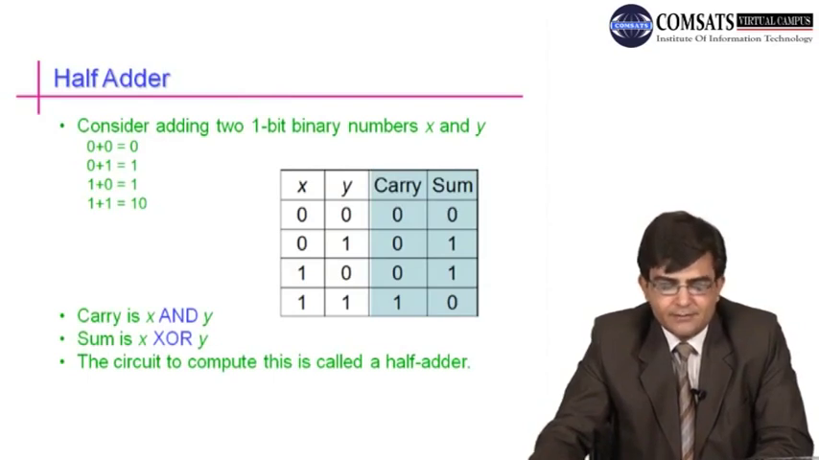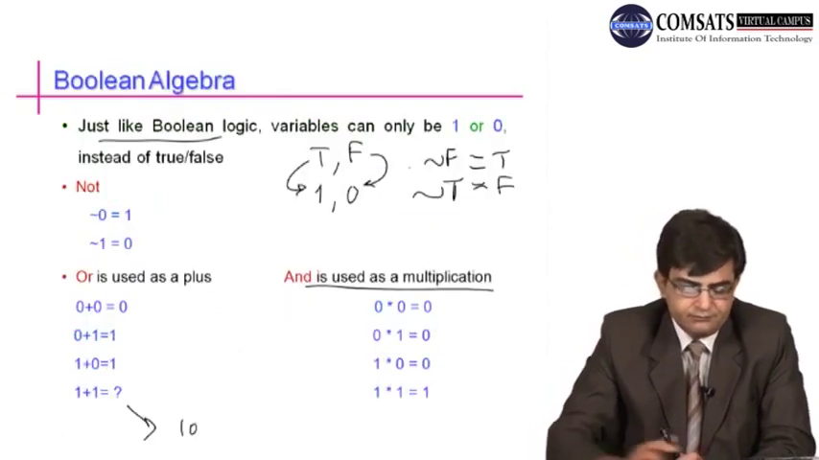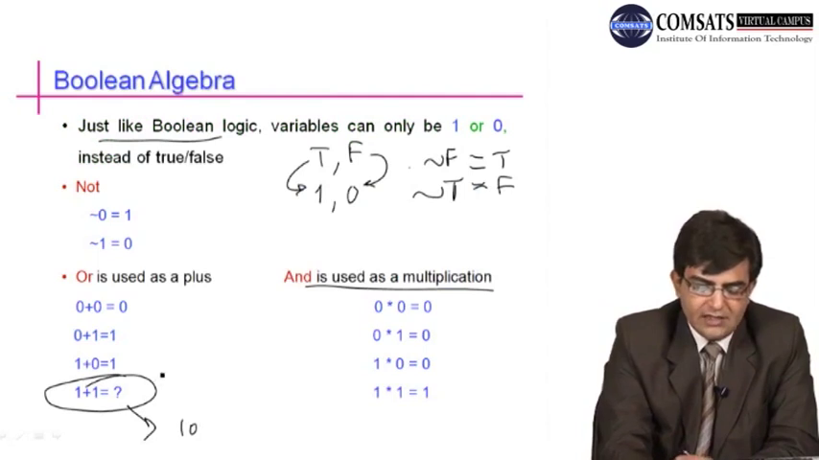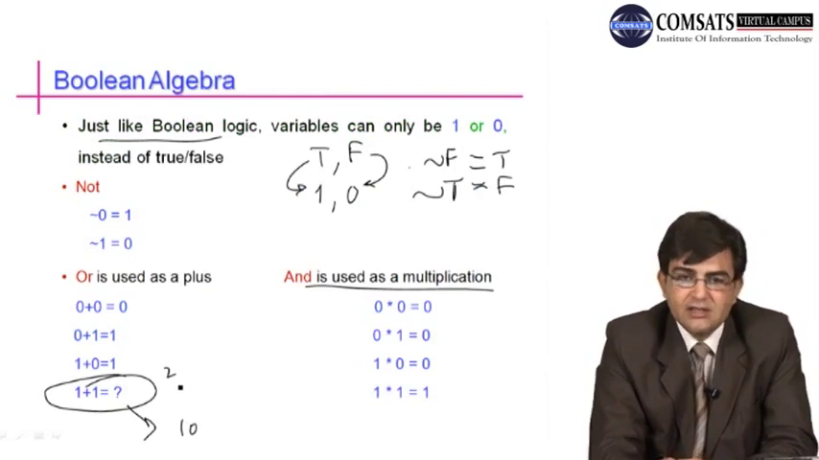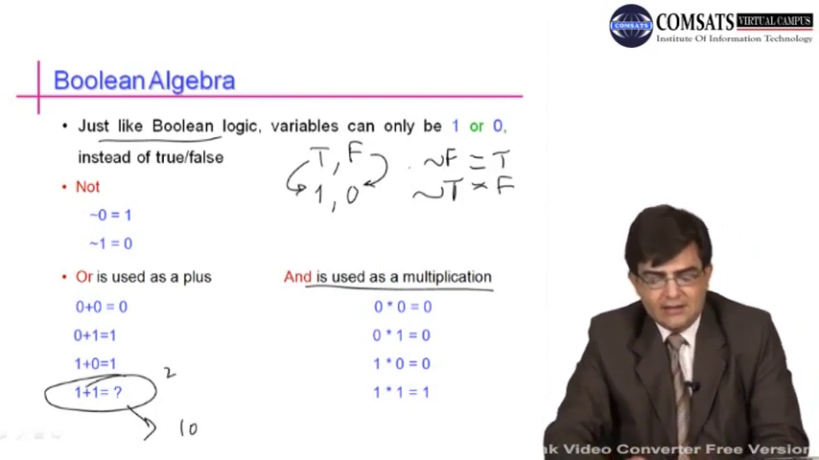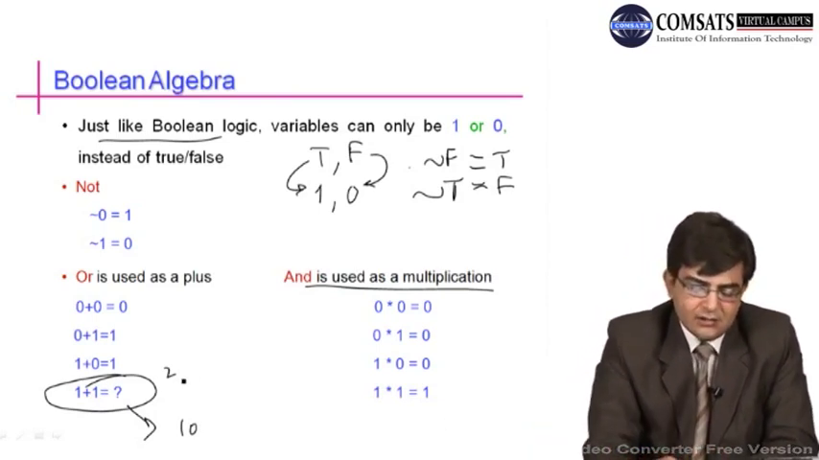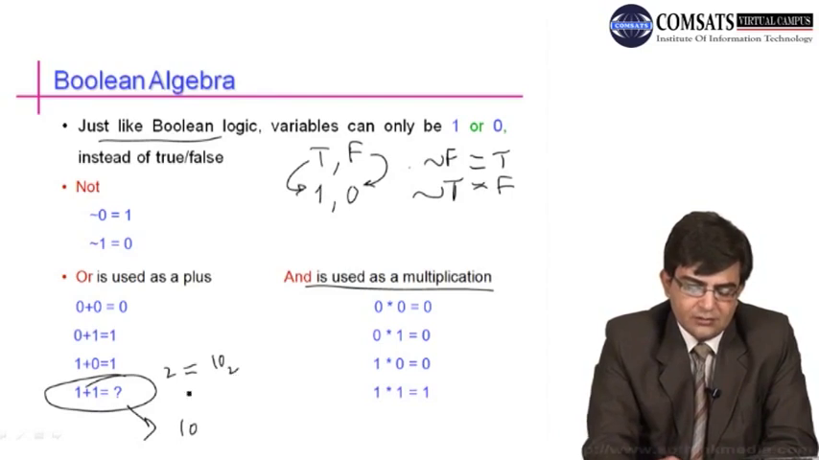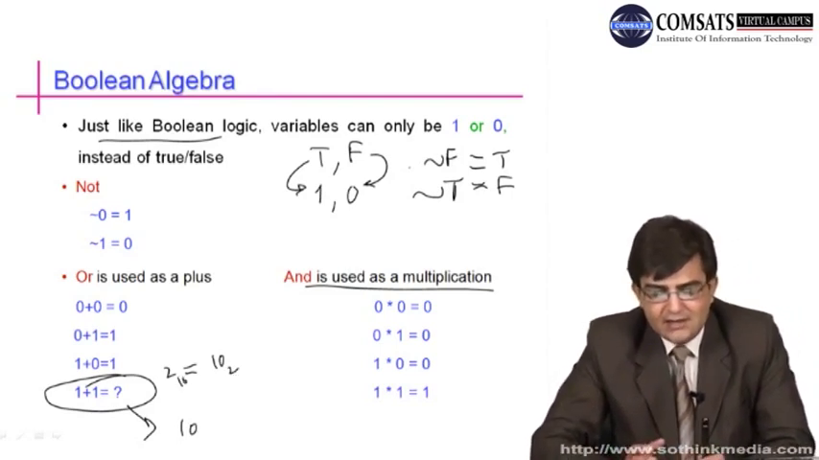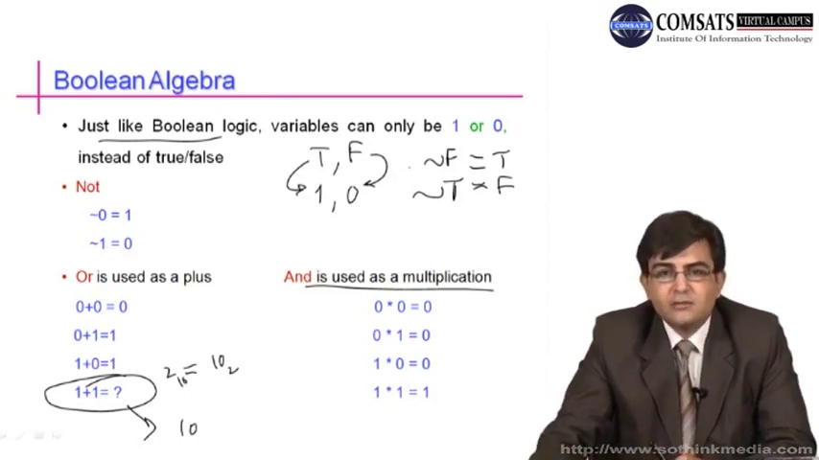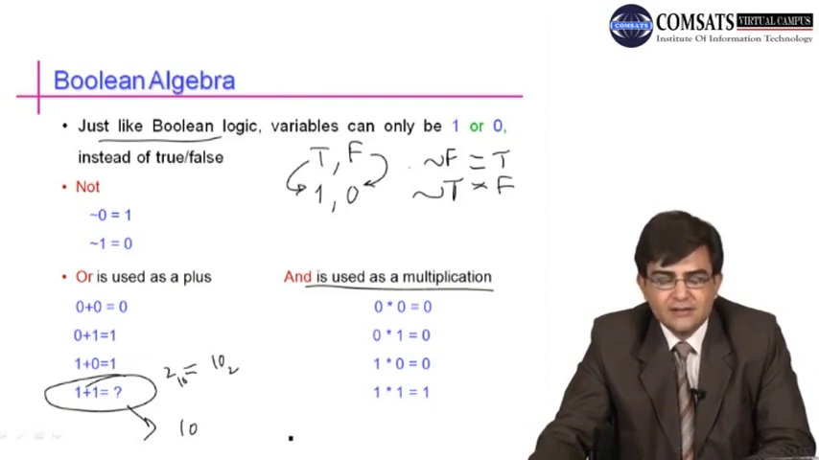Now what is a half adder? When we add up 1 and 1, we get 2. 2 is not allowed in binary numbers, only 0 and 1 are allowed. Therefore in computers, how do we add such digits when we reach 2? This is equal to 10 in base 2, this is in base 10. To add such digits, we construct a circuit which is called a half adder circuit.